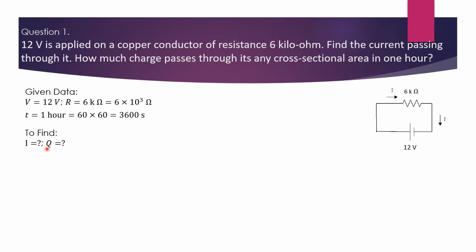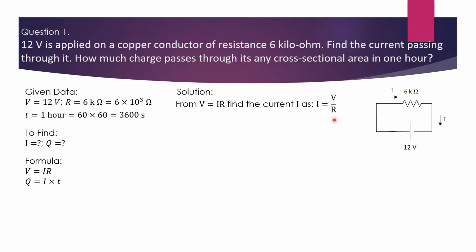Now we need to find current I passing through the circuit and the total charge passing through any cross-sectional area in 1 hour time, that is 3600 seconds. The formulas that we will use are V is equal to IR, that is Ohm's law, and Q is equal to I into T. Now the solution is, from V is equal to IR, find the current I as I is equal to V over R.